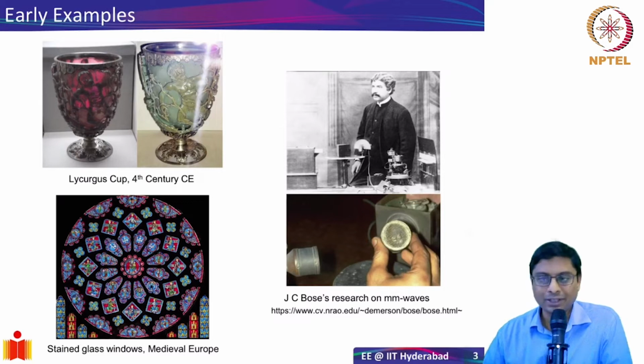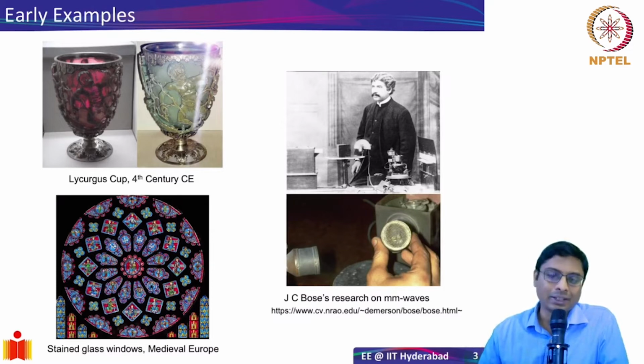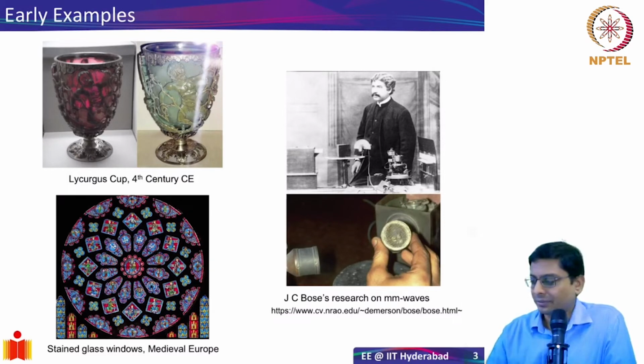But by the time we come to medieval Europe, the artisans understood how to make these colored glasses precisely. So they would introduce controlled concentrations of various metals and then get these colors. And the interesting feature is that even though these stained windows were fabricated probably three or four centuries back, they still look very bright.